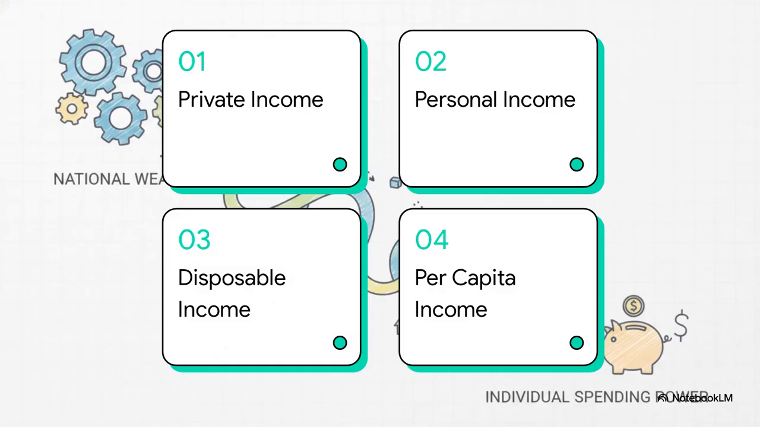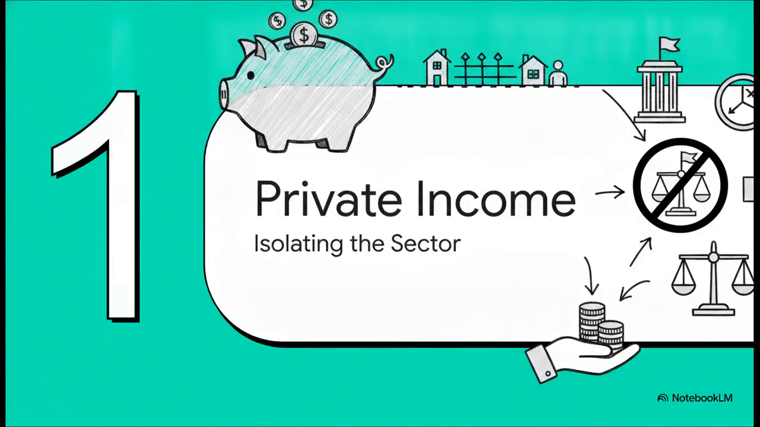Here is our analytical pathway for today's session. First, deriving private income. Second, calculating personal income. Third, determining personal disposable income. And finally, analyzing per capita income. Section 1. Deriving private income by isolating the private sector.